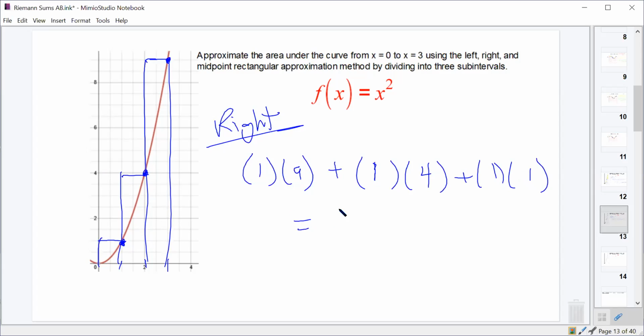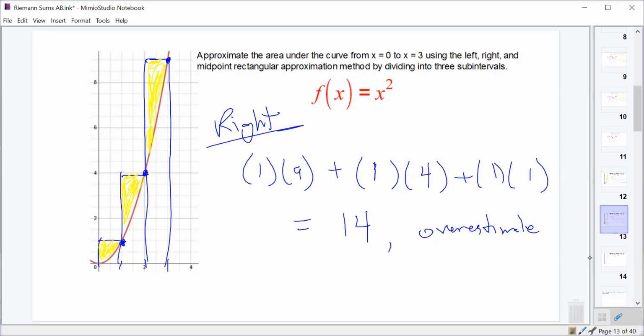And what do we get? We get 14, which we know is an overestimate. And why do we know it's an overestimate? Because we've gone way over. Agreed or no? Agreed. All right. Cool. So on the left, we got 5. On the right, we got 14.